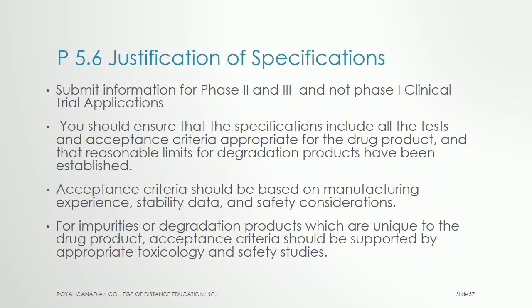Justification of specifications. Submit information for Phase 2 and 3, and not Phase 1 clinical trial applications. You should ensure that the specifications include all the tests and acceptance criteria appropriate for the drug product, and that reasonable limits for degradation products have been established. Acceptance criteria should be based on manufacturing experience, stability data, and safety considerations. For impurities or degradation products which are unique to the drug product, acceptance criteria should be supported by appropriate data.